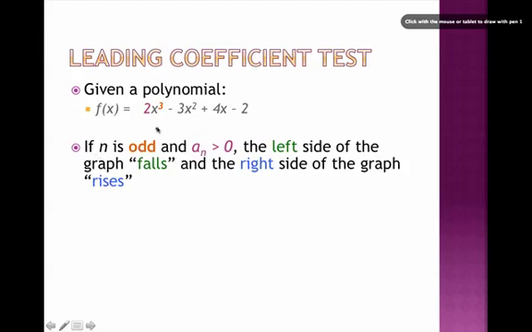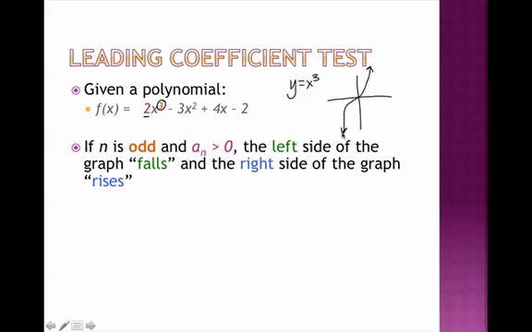So if n is odd, if our exponent is odd and our coefficient is positive, the left-hand side of the graph falls and the right hand of the graph rises. And we've seen that before too, when we graph y equals x cubed. Remember what that parent function looks like? It looks something about like this. So see how our left-hand side over here is falling, it's pointing downwards. And our right-hand side is rising.